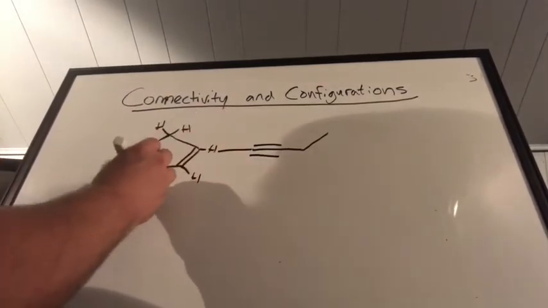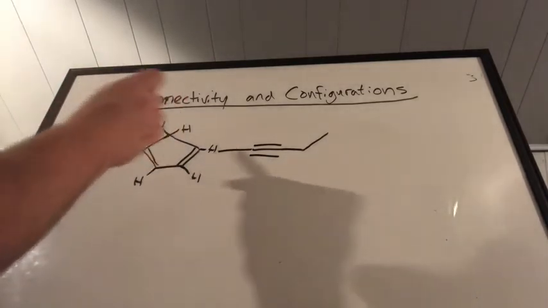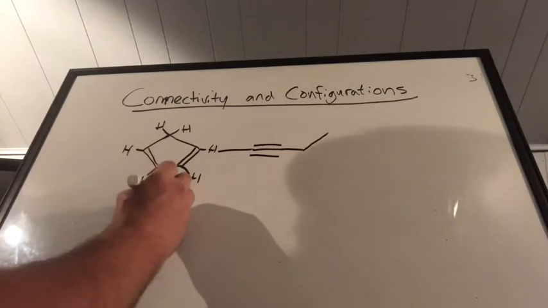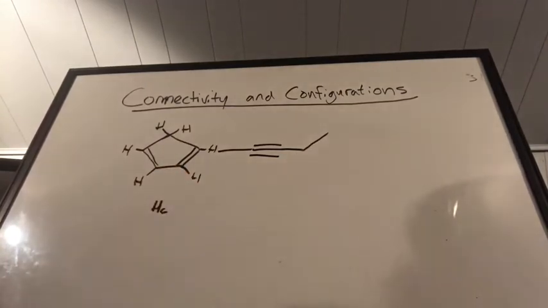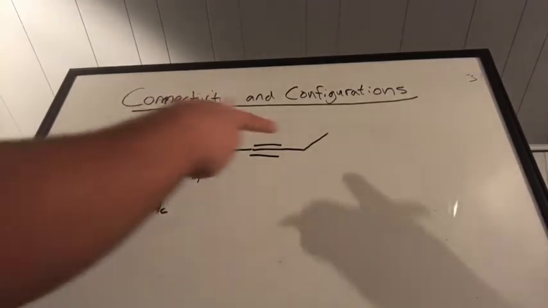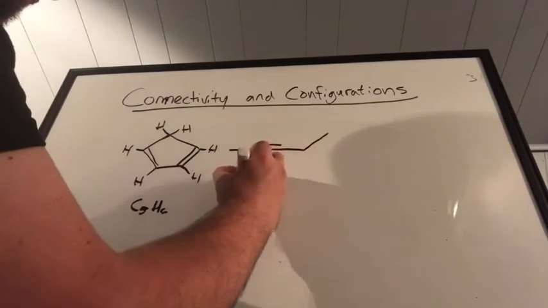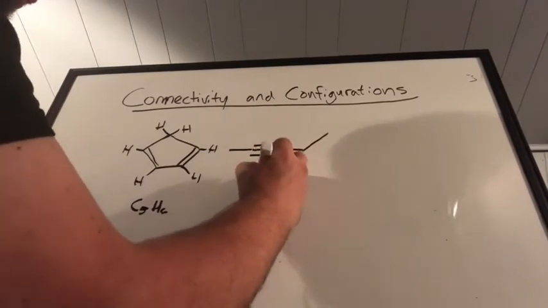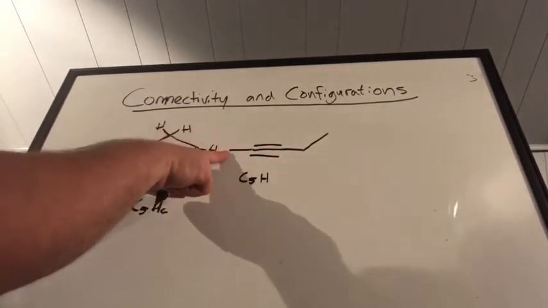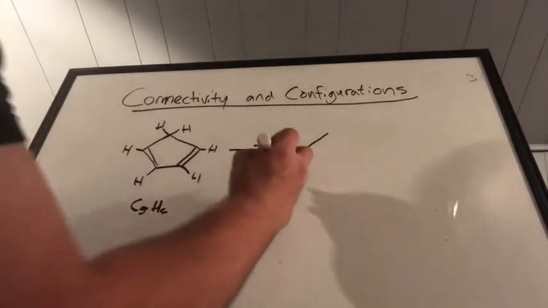So draw out all the hydrogens, and let's see if we come up with the same count of each. So 1, 2, 3, 4, 5, 6 hydrogens, and then 5 carbons. So C5H6. We have 5 carbons here, we're not going to argue that. But how many hydrogens? We have 3 here, 2 here, and another 3 here. So that's going to be a total of 8.